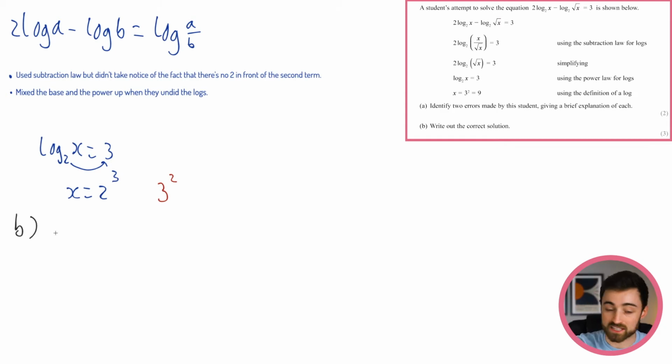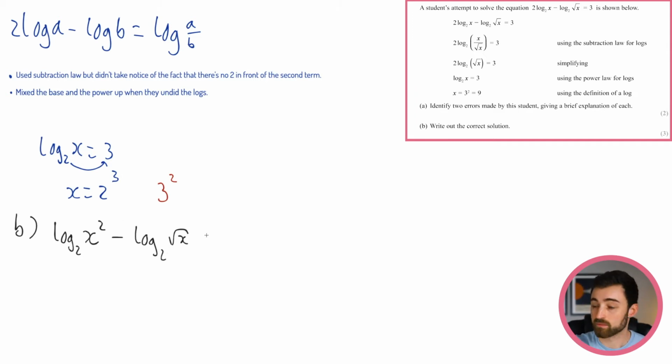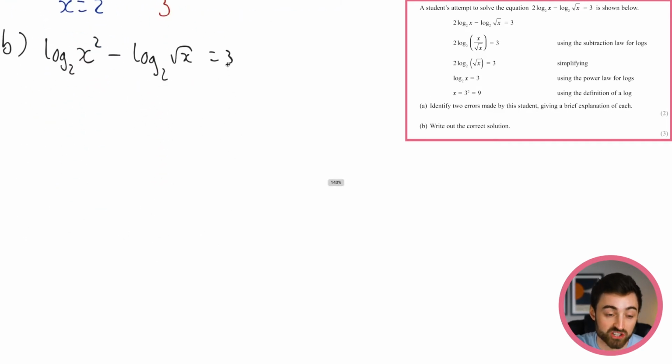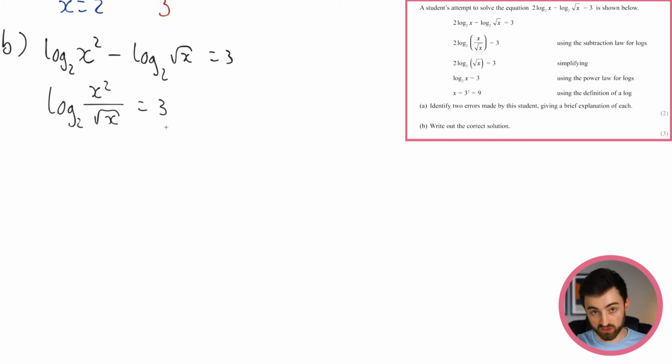So what I'm going to do is I'm going to say log 2x squared, that's the power law, and then minus log 2 root x equals 3. Now I can use the subtraction law, because there's no numbers in front of these. So this is going to be log 2 and then x squared over root x equals 3.